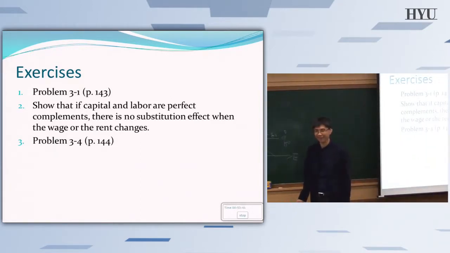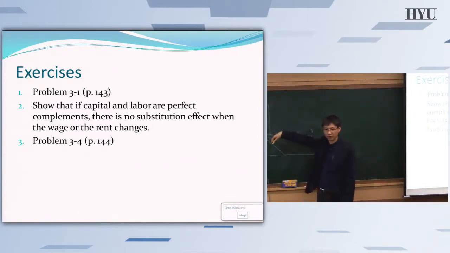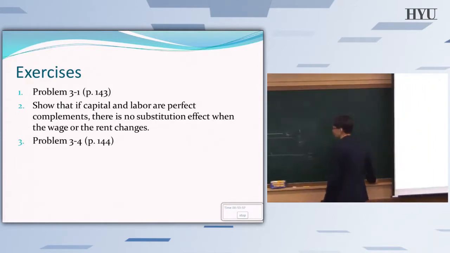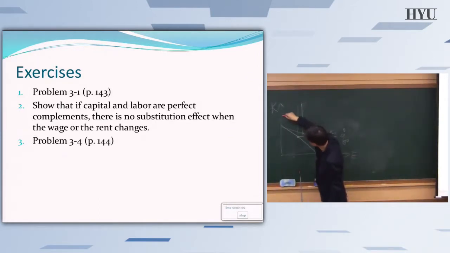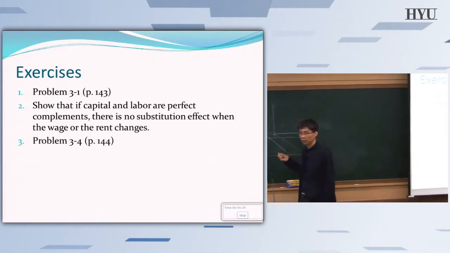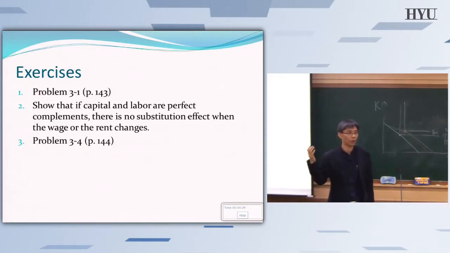But anyway, okay. Then, how do you show the scale effect? You draw a new hypothetical isocost line that is parallel to the old one, right? So it's going to look like this, and it touches what? It should touch this, right? Okay. So the move from here to here is what effect? Scale effect, okay? Then where is the substitution effect? It's nowhere, right? There is no substitution effect. Now, obviously, if they are perfect complements, you cannot substitute one thing for the other, right? So that means there is no substitution. So logically, there should be no substitution effect.